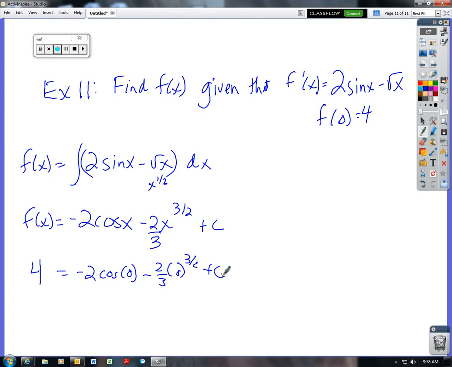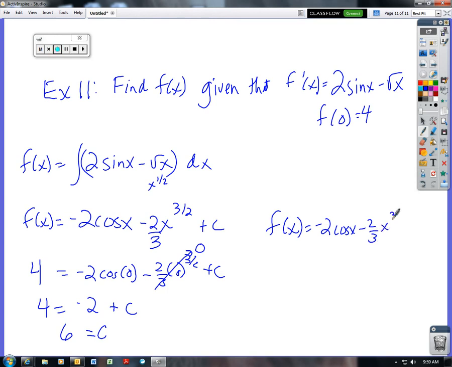Okay, are both of these terms automatically 0? You have to be careful here. This problem has gotten more than one student in the past. Yeah, this one right here is going to go to 0, but cosine of 0 is 1. So it's actually negative 2 times 1 plus c. So that means that c is 6. So make sure you go ahead and plug the 0 in and be careful and pay attention to get the correct values. So then the final answer, f of x equals negative 2 cosine x minus 2/3 x to the 3/2 plus 6.